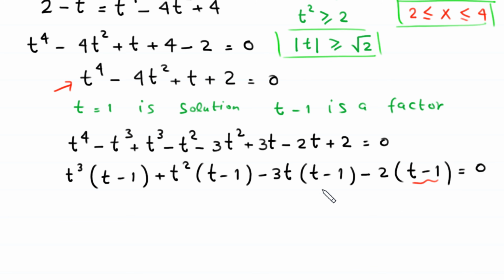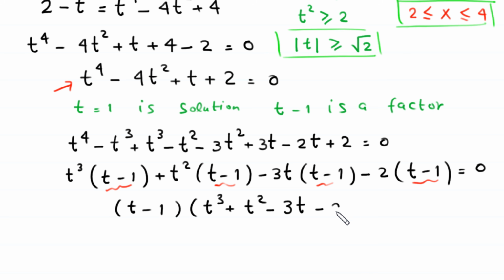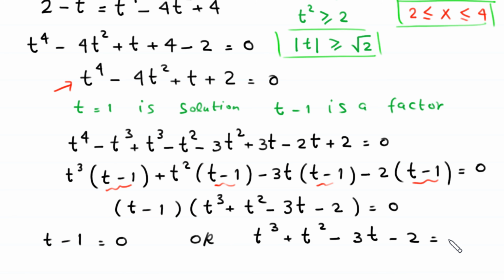Now this t minus 1 is a common factor, so we factor out this t minus 1, and in bracket left t cubed plus t squared minus 3 times t minus 2 equal to 0. From here either this expression t minus 1 equal to 0, or this expression t cubed plus t squared minus 3 times t minus 2 equal to 0.